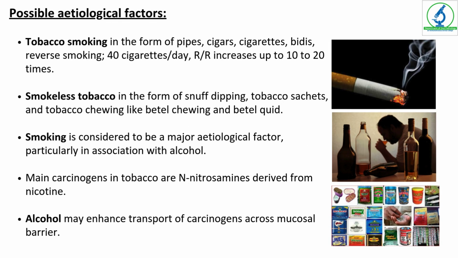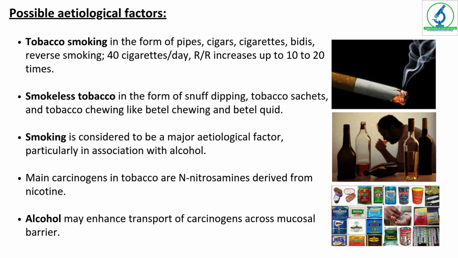Possible etiological factors: tobacco smoking in the form of pipes, cigars, cigarettes, bidis, reverse smoking. At 40 cigarettes per day, the risk increases up to 10 to 20 times. Smokeless tobacco in the form of snuff dipping, tobacco sachets, and tobacco chewing like betel chewing and betel quid. Smoking is considered to be a major etiological factor, particularly in association with alcohol.